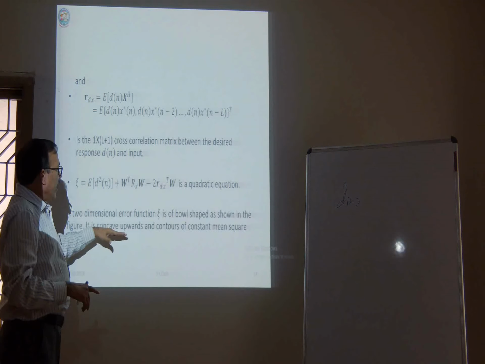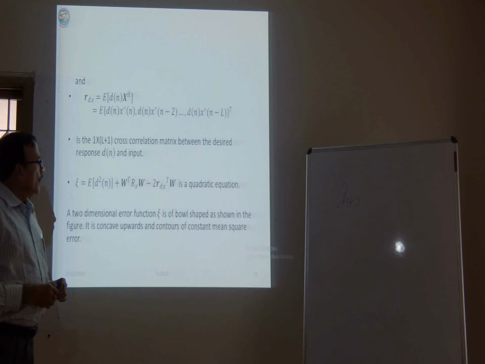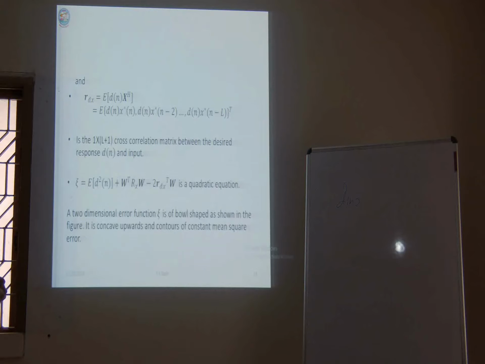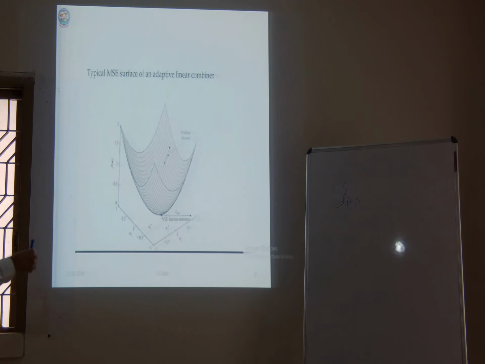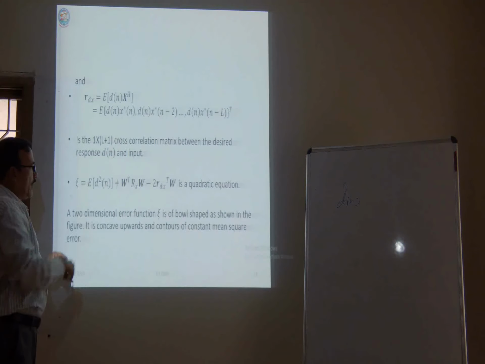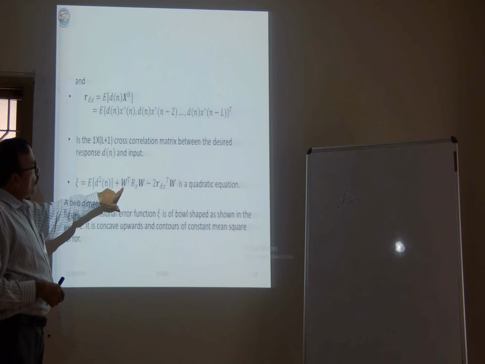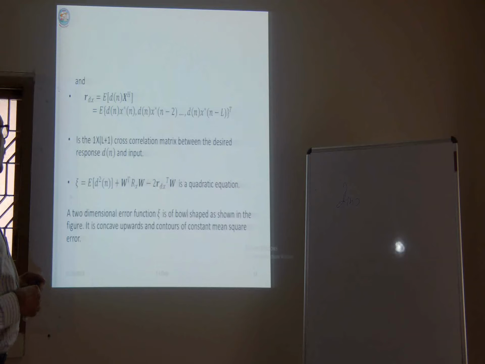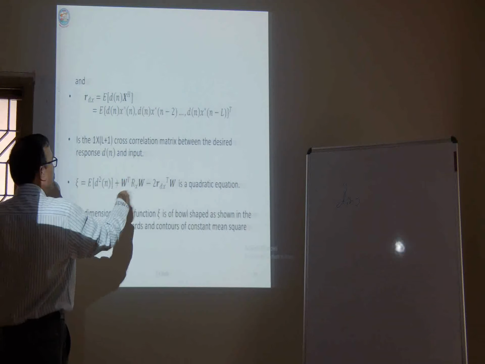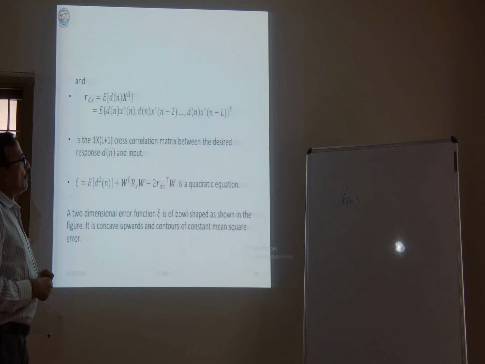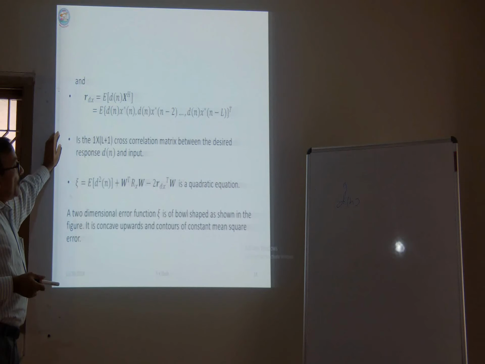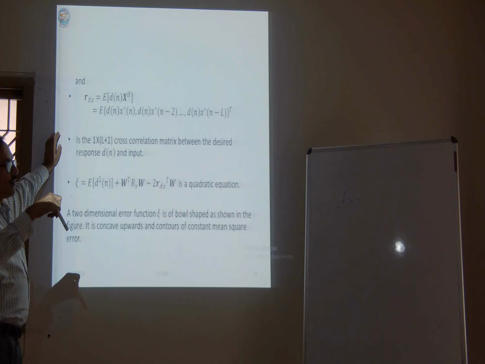And it is concave upwards, with contours of constant mean square error. Here there are L plus 1 number of weights. All are in matrix form; this is not a single element. So here there is a set of weights.